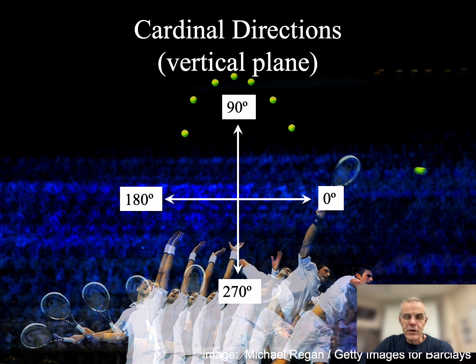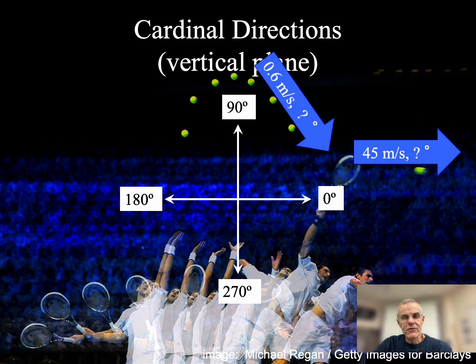Here I have a photograph, kind of a cool stop-action photograph of a tennis serve. So let's imagine describing the velocity of the tennis ball. So here comes the tennis ball. I've tossed it up, and now I'm getting ready to hit it, but it's moving down at an angle at 0.6 meters per second. What would that angle be estimated in your mind's eye right now?